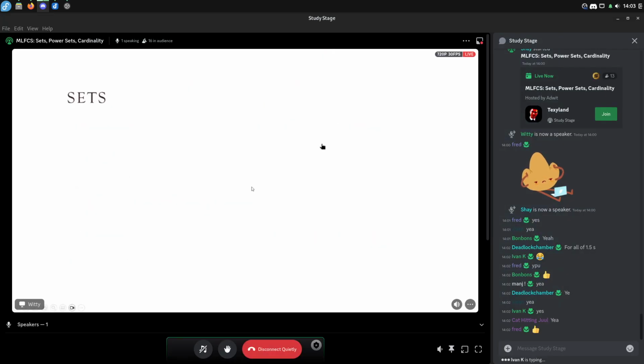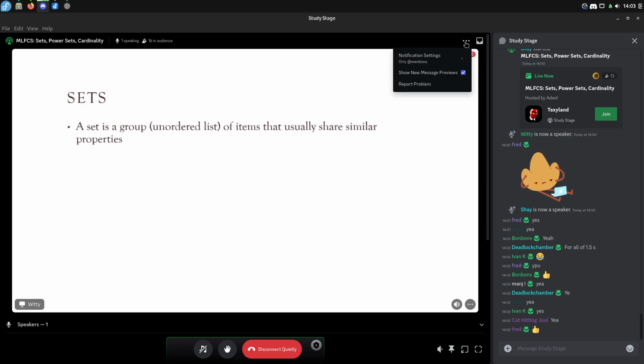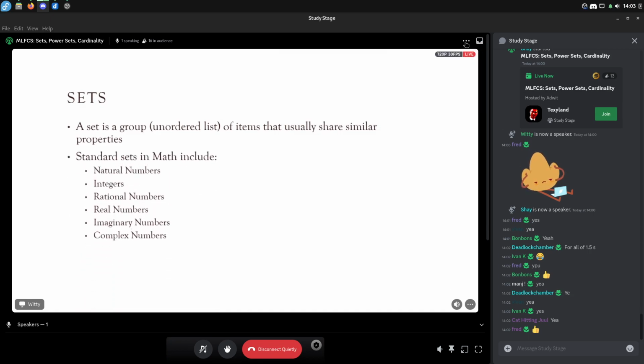Sets. Let's get started. A set is a group or an unordered list of items that usually share a similar property. You can chuck stuff into a set. It's like a list, but the only thing is that there's no order to it. It's just grouping stuff together.